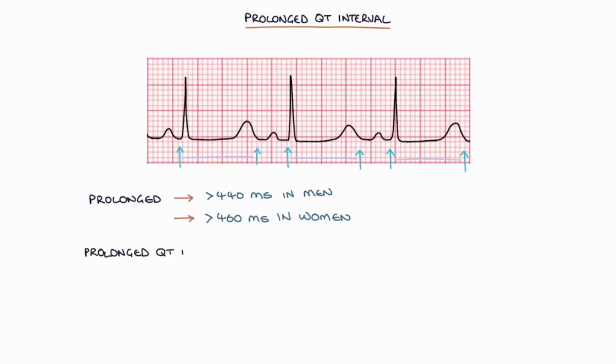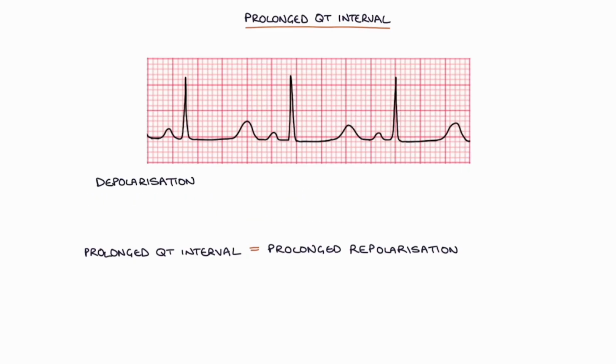A prolonged QT interval represents prolonged repolarization of the heart muscle cells, or myocytes, after a contraction. Depolarization is the electrical process that leads to heart contraction. Repolarization is the recovery period before the muscle cells are ready to depolarize again.